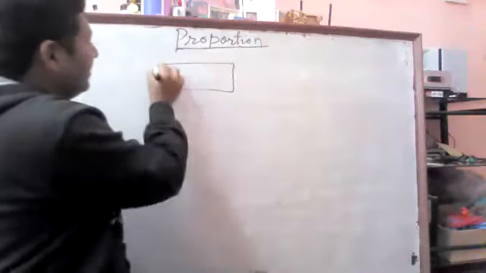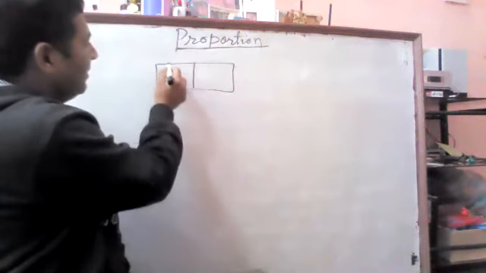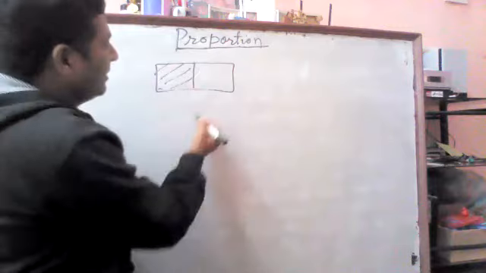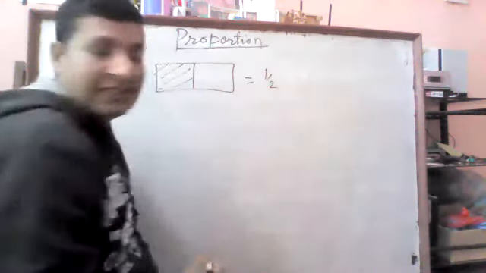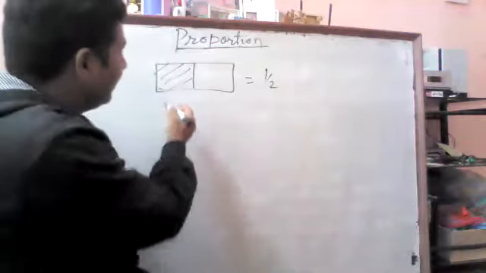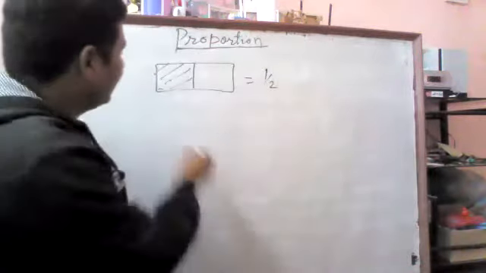So now we are going to learn about proportion. Suppose a piece of bread is divided into two parts, and if one part is taken, then its fraction is 1 by 2. It is represented by the fraction 1 by 2.